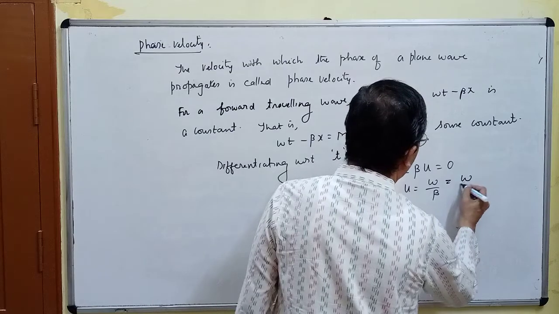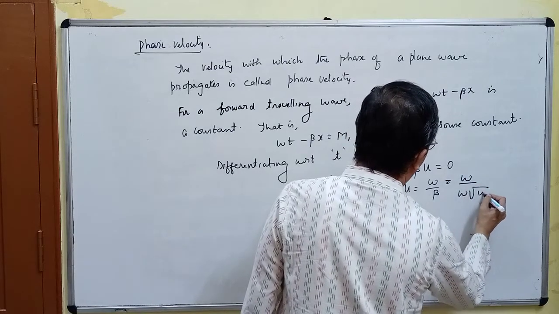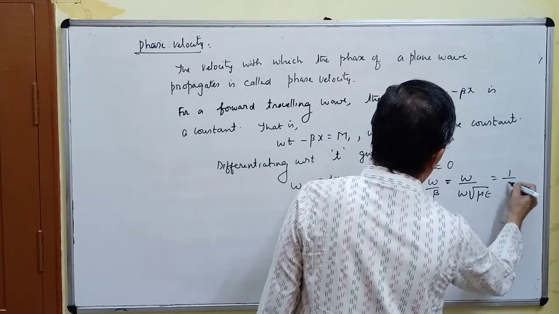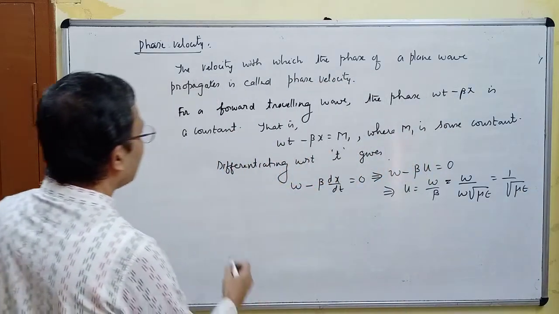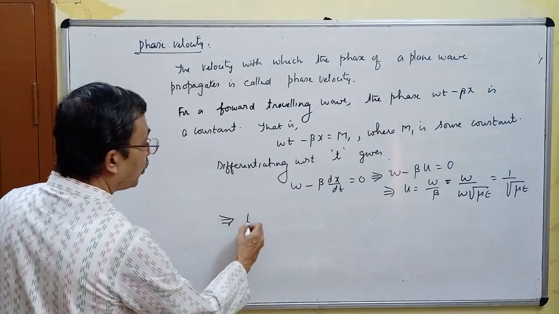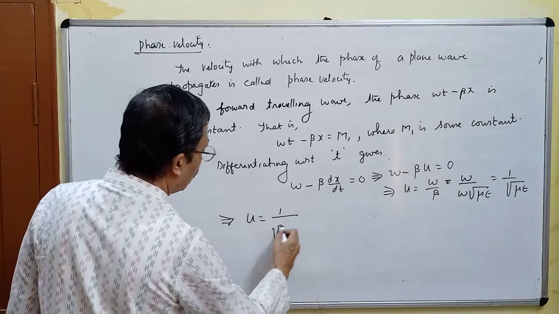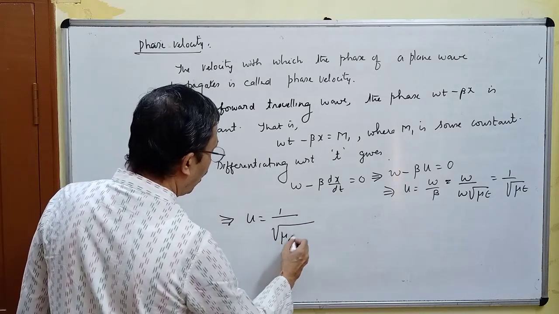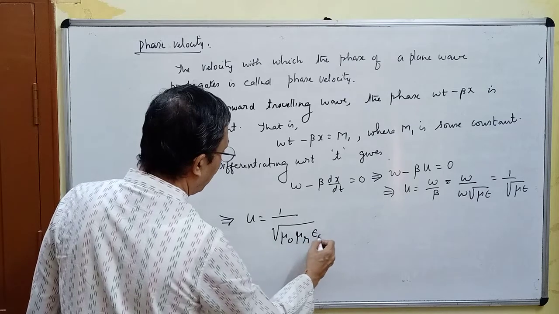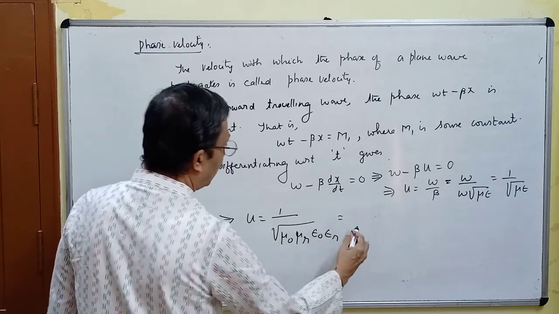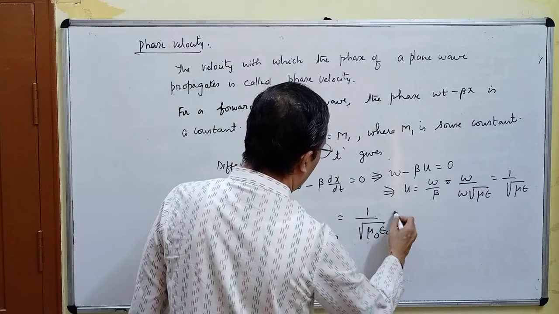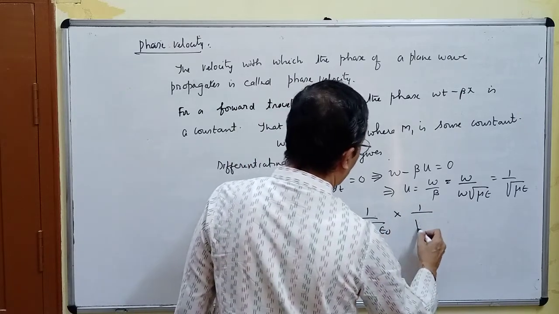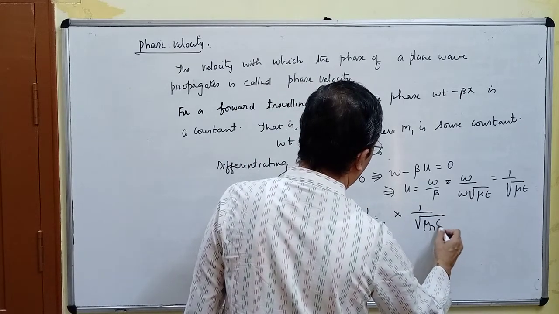What is beta? Beta is omega into root of mu epsilon. So u equals 1 over root of mu epsilon. This implies u is equal to 1 over root of, what is mu? Mu naught into mu r. What is epsilon? Epsilon naught into epsilon r. This is like 1 over root of mu naught epsilon naught into 1 over root of mu r epsilon r.